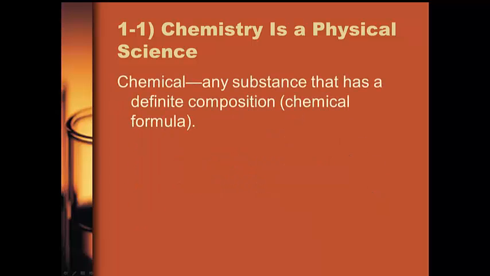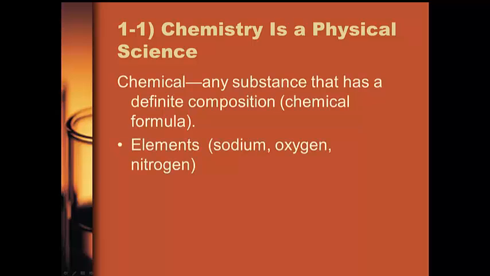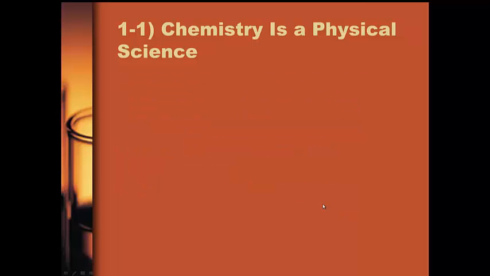Okay, now, some definitions. What's a chemical? A chemical is basically anything that has a definite composition. In other words, you can write a chemical formula for that substance. Chemicals are basically either just one of two categories. They're either elements or compounds. Water has a definite chemical formula, H2O. Sugar also will have a different chemical formula. Salt, NaCl. Okay, all these things are chemicals.